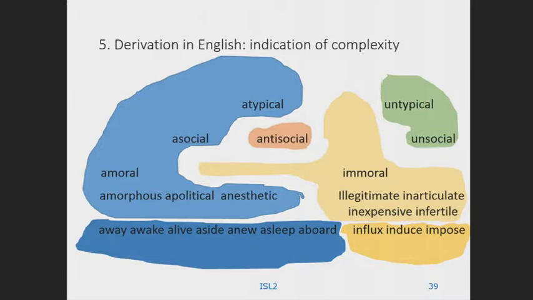Perfect, yes. So if I'm asocial, this is mainly, I'm a bit of an introvert, maybe I don't particularly like socializing, but if I'm antisocial, then I'm going to actively do something that disturbs the harmony of social life and civilization. And unsocial?